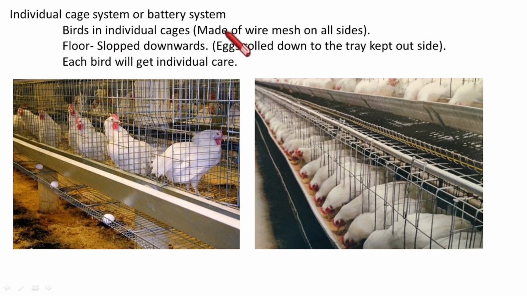And those cages are made of wire mesh on all sides, and the floor has a slope. What is the purpose of that slope? With the help of that slope, the freshly laid eggs will roll down and fall into a tray that is kept outside the cage. And also individual care we can give to each and every hen here.